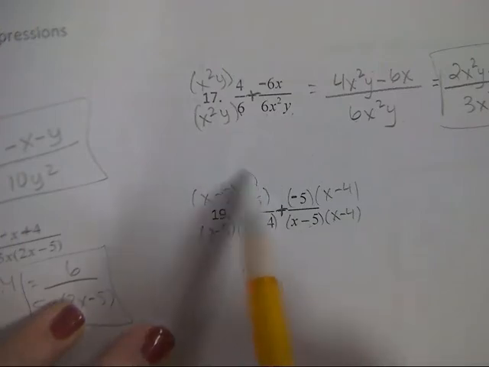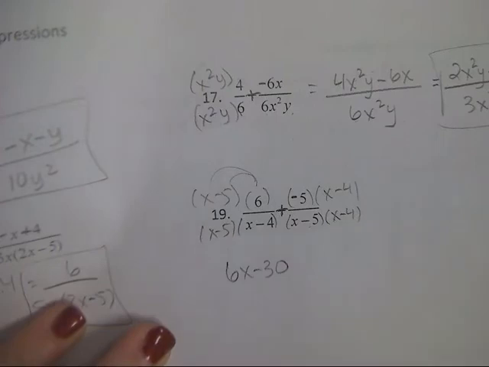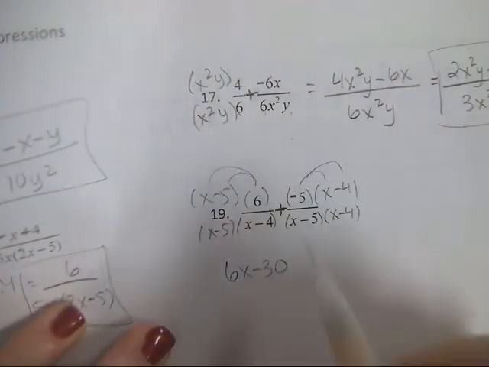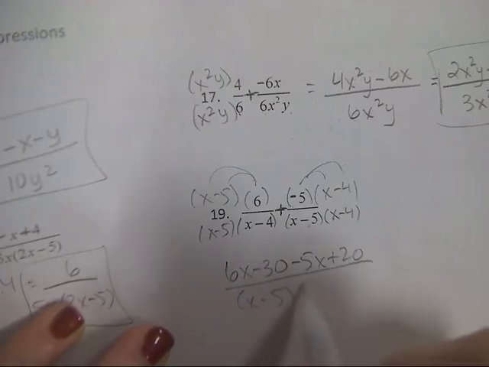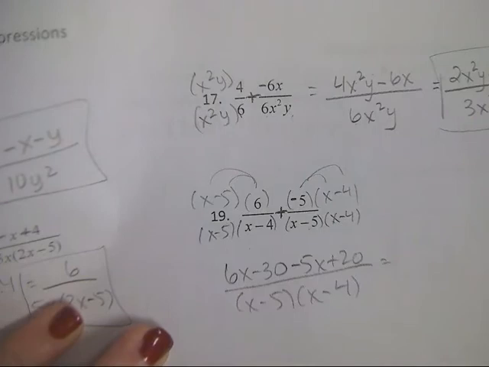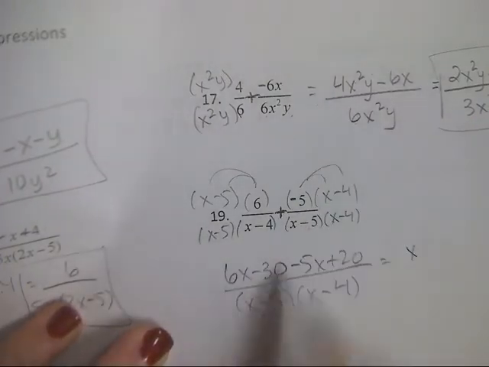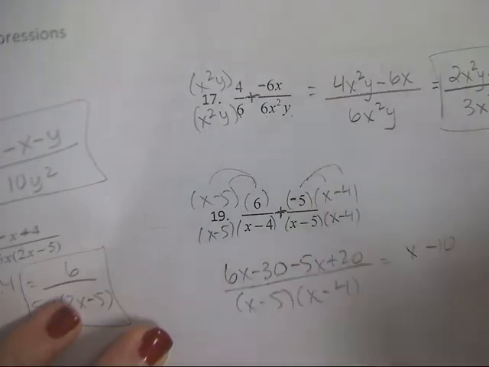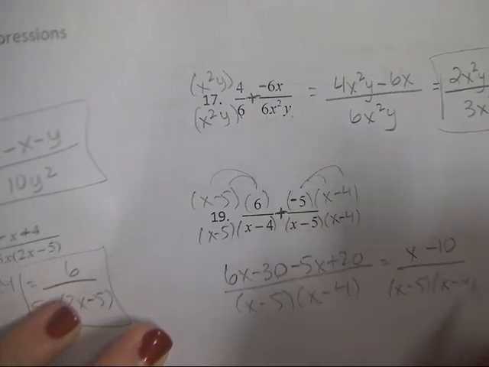All right. Let's simplify. So we have 6x minus 30. And then over here I have minus 5x plus 20, all over x minus 5 and x minus 4. Combine like terms. 6 minus 5 gives me a positive 1. Negative 30 plus 20 is negative 10. All over x minus 5 and x minus 4. And there's nothing else I can simplify.